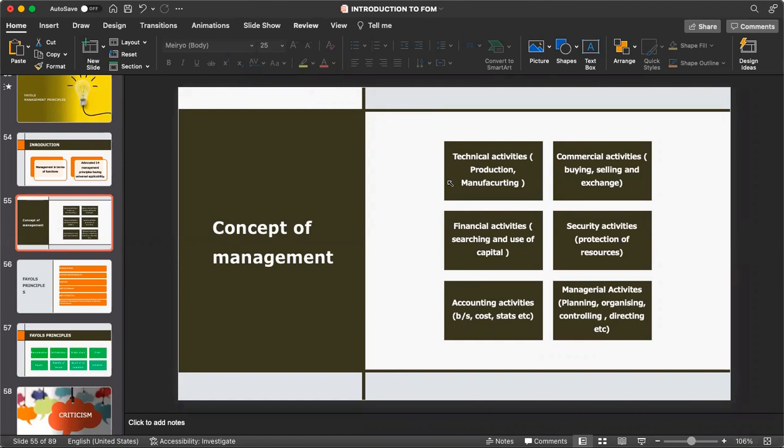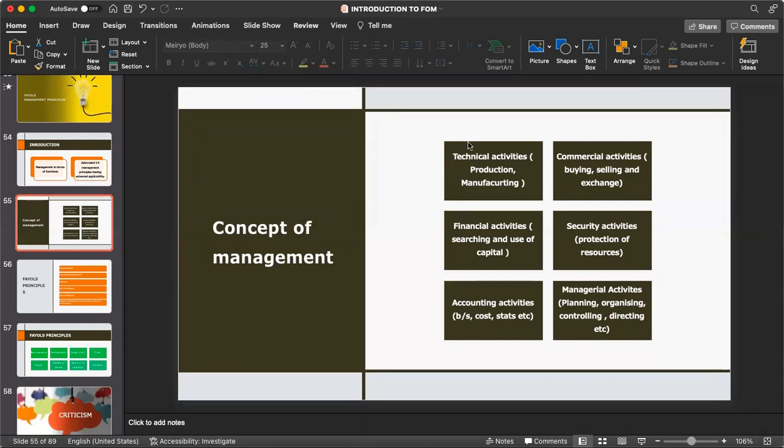Then we have the next activity, financial activity. Financial means from where to arrange the capital, where to invest, how to deploy the capital, and how to raise funds for the company. Security activity is basically protection of your resources, which may be raw material, trademark, copyright, legal compliances, security of human resources, land, building, or any physical assets.